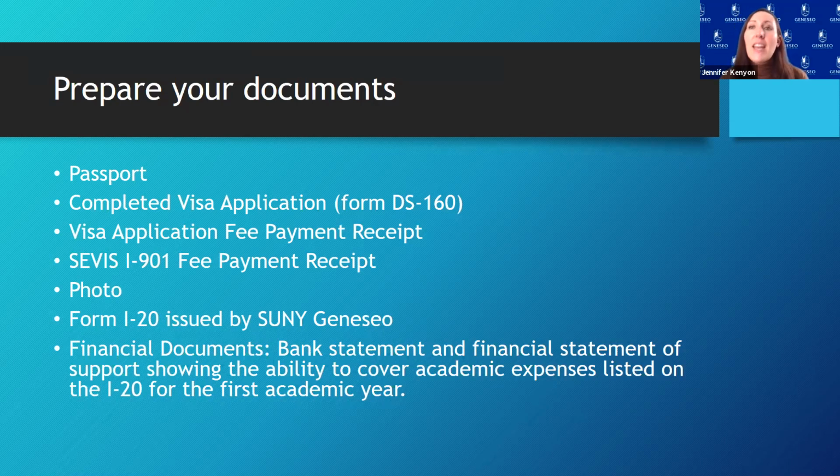Be sure when you receive that I-20 that you do sign it at the bottom. There's a space for you to sign it. And it's important that you do that. And then the last thing we recommend is that you take your financial documents with you. Whatever bank statement or financial statement of support that you submitted to us in order to receive your I-20 after you were admitted, you're going to also want to take that with you to your visa appointment. And now they may ask for all of these documents, and they may ask for none of these documents. But these are the things that are listed on the website as required things to bring to your appointment.